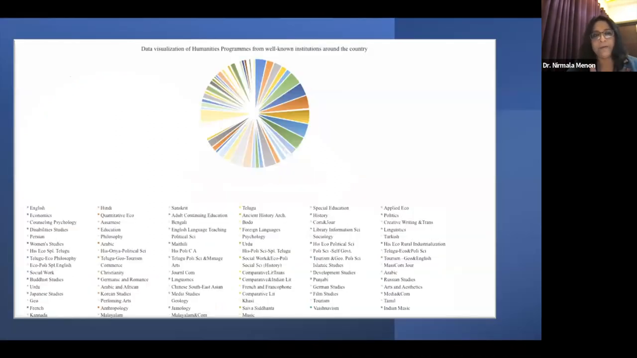So this was, again, I'm sorry, I forgot to change the slide, but this is a data visualization of humanities programs from well-known institutions across the country. Like I said, we went to about 50 well-known public universities, and most of them central universities, because we have central universities as well as state universities. And this is what we found, where the intersections are where we did find DH in some form or the other.